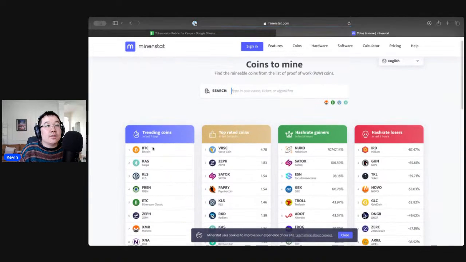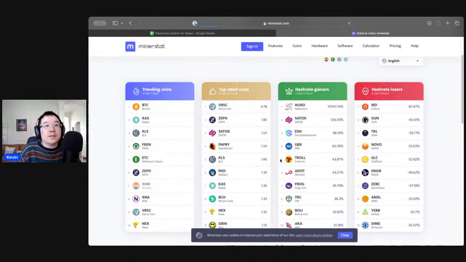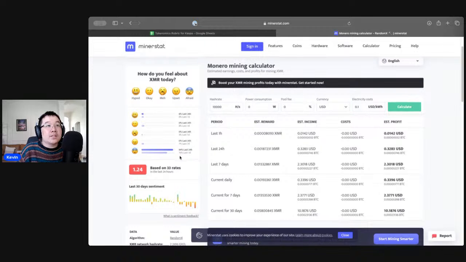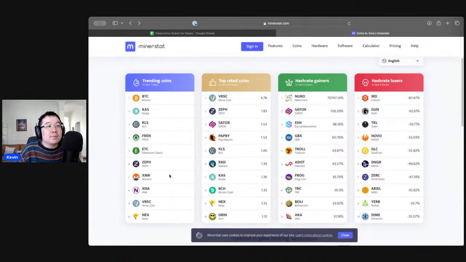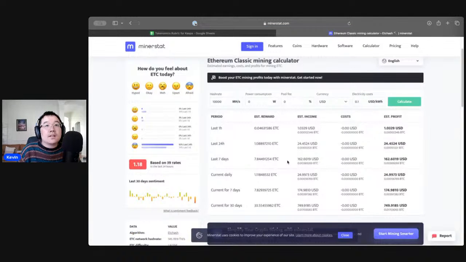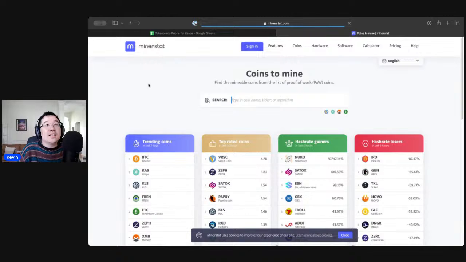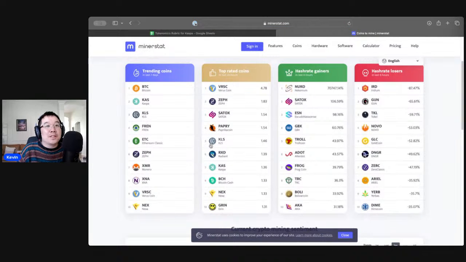So let's go to other coins. Let's go to like Monero. You get almost double for 7-day using the same hash rate. But let's see some other ones, not just Monero. Let's see Ethereum Classic. You get, wow, you get 162 USD for the same hash rate. So I would much rather mine ETC than Kaspa or Monero. But let's see what other thing you can mine.